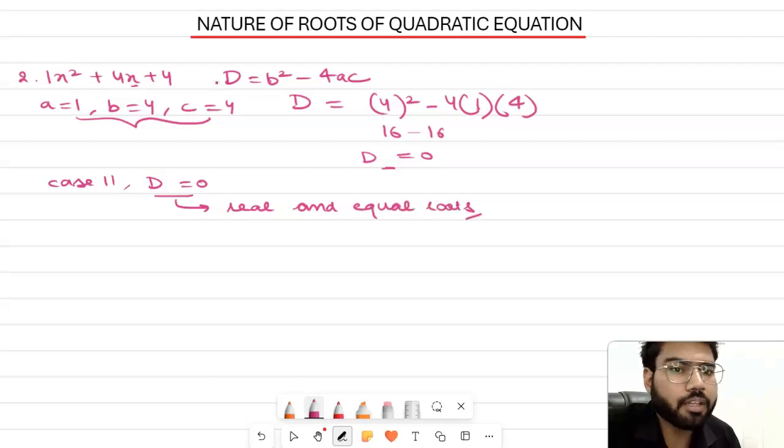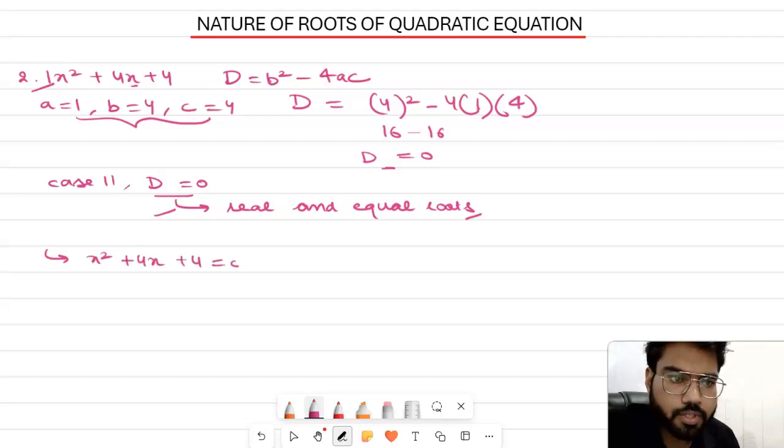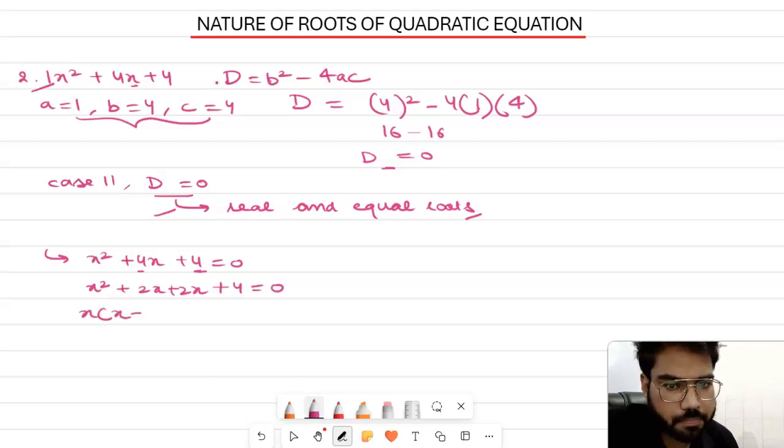So let's verify this for this quadratic equation. Now putting x square plus 4x plus 4 equal to 0, in order to find the roots of this quadratic equation by splitting the middle term. So now two numbers with product as 4 and sum as 4, clearly 2 and 2. So x square plus, splitting the 4x as 2x plus 2x plus 4 equal to 0, taking x as common, it will become x plus 2, and here taking 2 common, 2 into x plus 2 equal to 0.